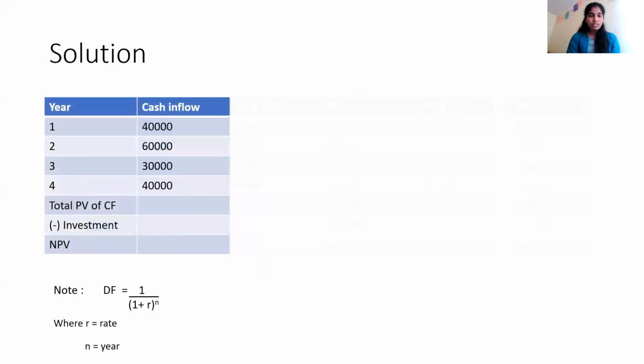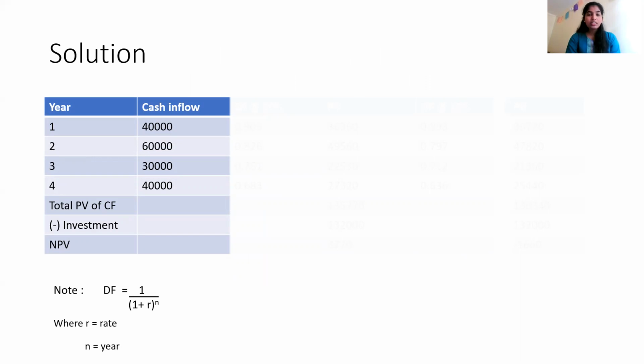So yes, you have the years and your cash inflows. Always remember, inflow minus your outflow, you'll be getting your NPV value. So now I need to assume a discount factor. I'll assume 10% as my discount factor and see what NPV I'm getting, negative or positive.